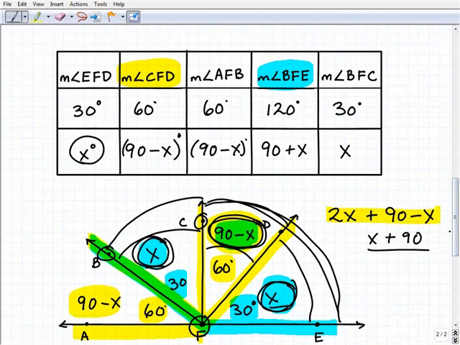But I thought this was a pretty good exercise. It certainly showed the relationship between complementary and supplementary angles and perpendicular lines.